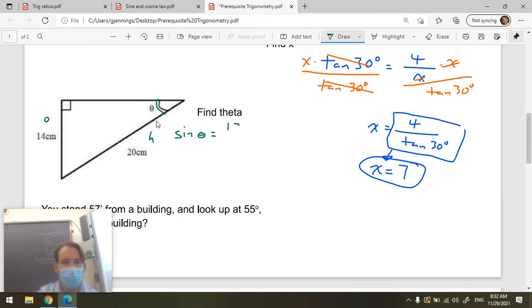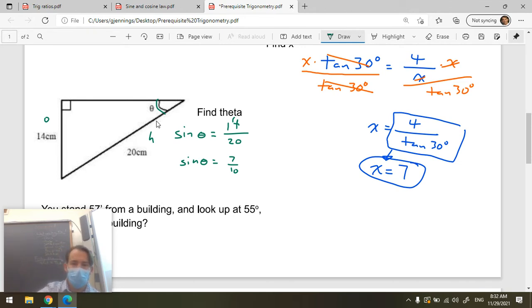So 14 over 20. That would simplify to sine theta equals 7 over 10. That's an unnecessary step, but I just do that automatically. It just saves me a keystroke when I'm punching on the calculator. And then what I'll do, how do I solve this type of problem using my calculator?